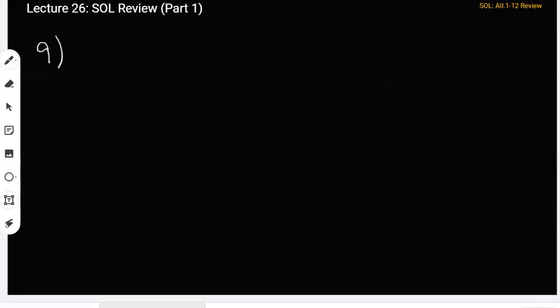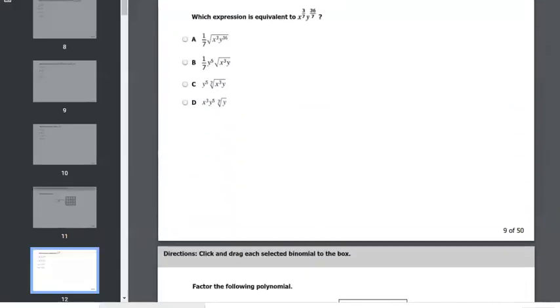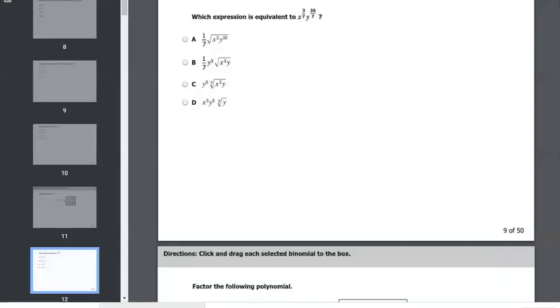All right, let's do 9. 9 says, which expression is equivalent to x to the 3/7 power times y to the 36/7? So x to the 3/7 times y to the 36/7. Yep.